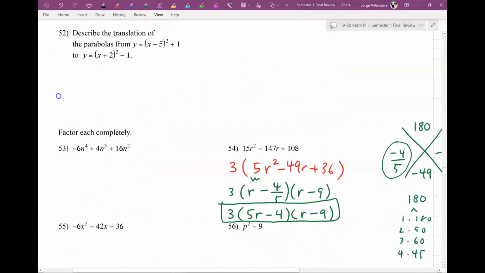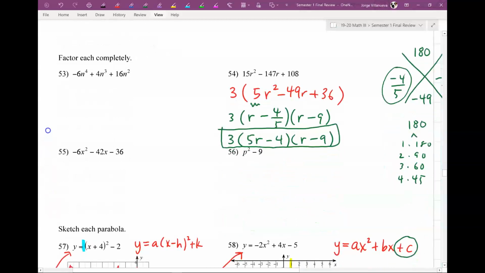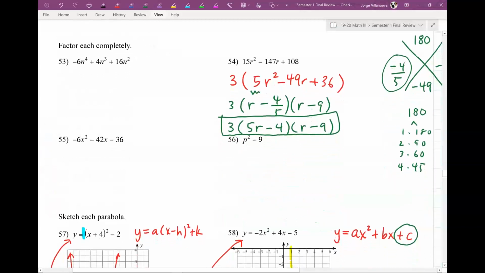Did we do 52? I think we did, right? We drew a picture and stuff. 53? Mm-hmm. We did 53 as well. What about 50? Okay, so then we got 54 done. So let's go to 55 then. So I'm just going to put a check there.